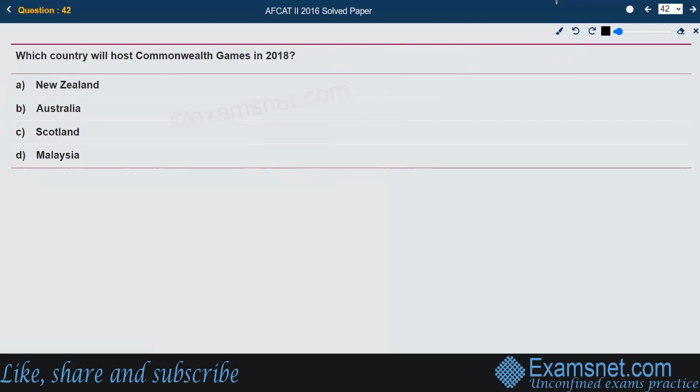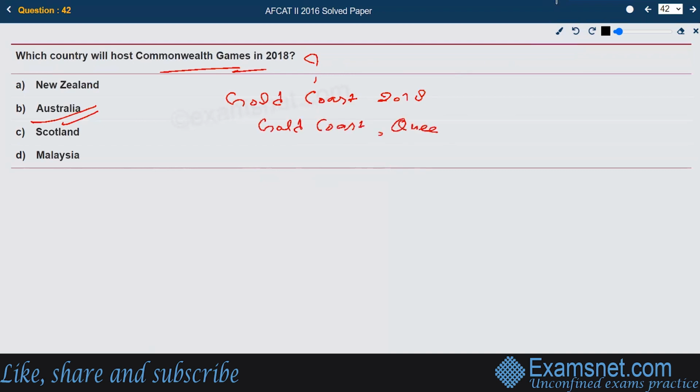Which country will host the Commonwealth Games in 2018? The right answer is Australia. The 2018 Commonwealth Games, commonly known as Gold Coast 2018, was held in Gold Coast, Queensland, in Australia, between 4th and 15th April 2018. It was the fifth time Australia hosted the Commonwealth Games. The answer is Australia.